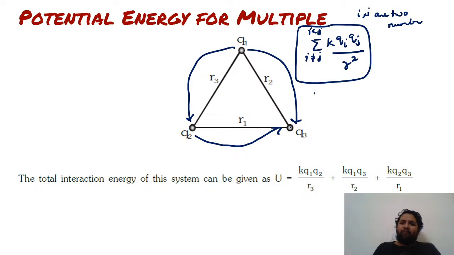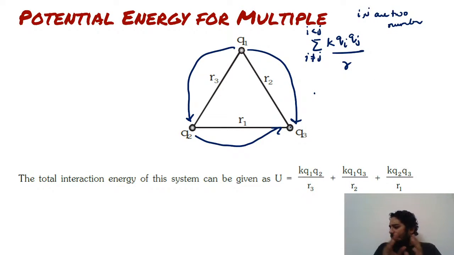Further, there is a mathematical formula. You can write it this way. Those whose favorite subject is mathematics, I'll try to tell it to you this way. i is less than j and i is not equal to j, and k q i q j by r, not r square, my bad, is r. Getting it?